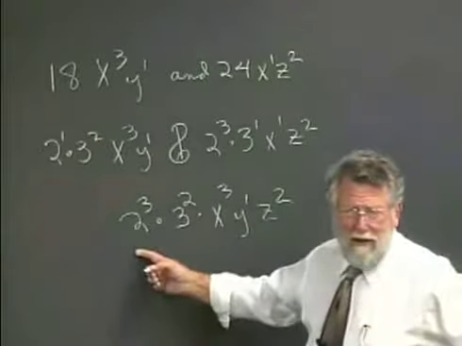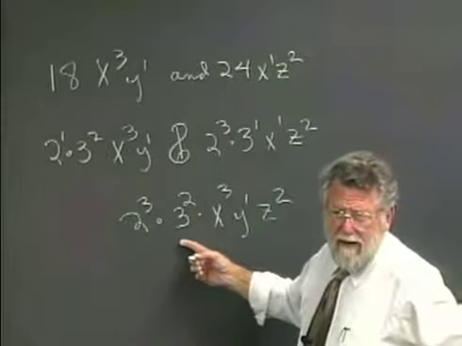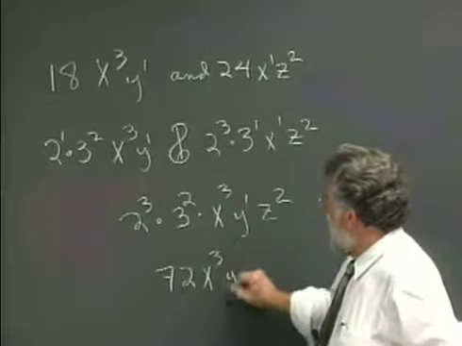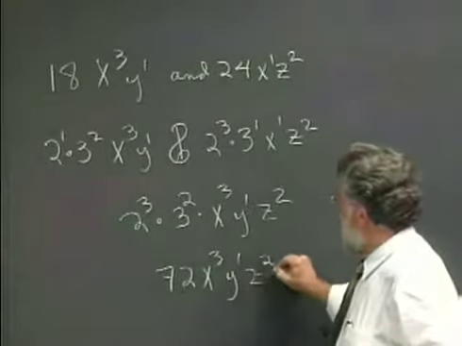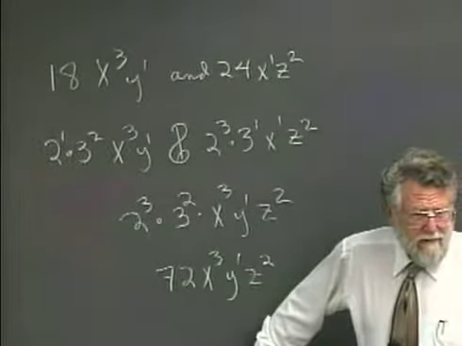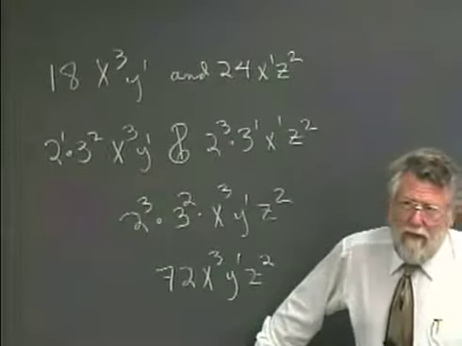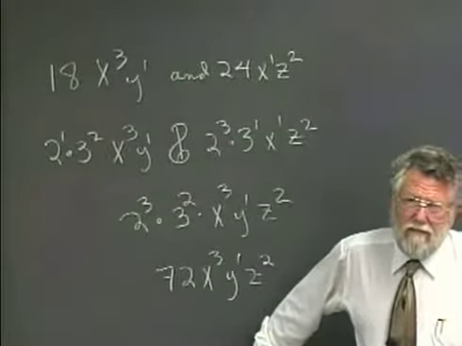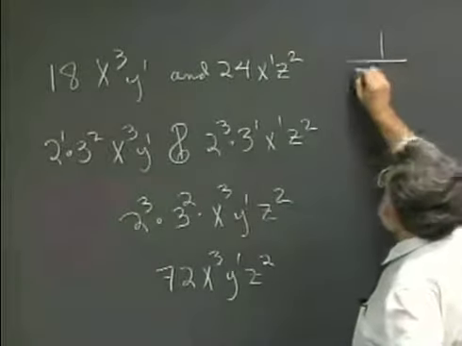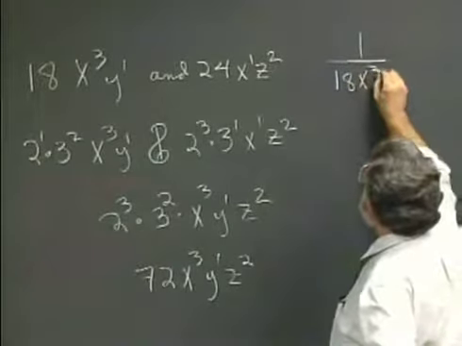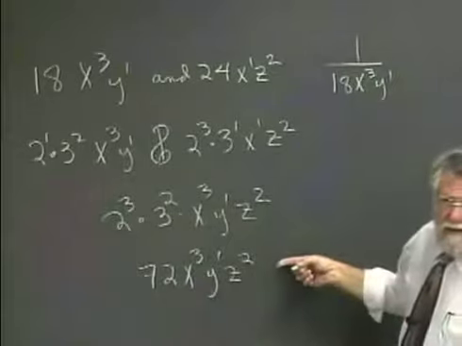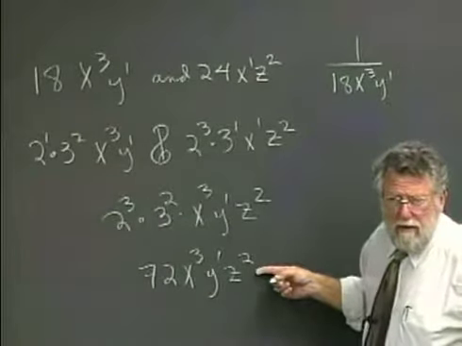Okay, so what does this become here? An 8, 9, so 72, x to the third, y to the first, z to the second. Got it? Yep. I like that. Now, let's say, just for the heck of it, that I just had this originally as a denominator. I had the reciprocal of what I had there. And I wanted to change it now to this new denominator.